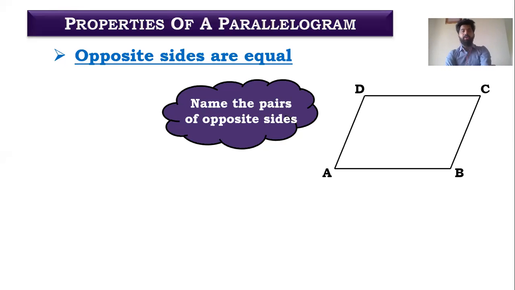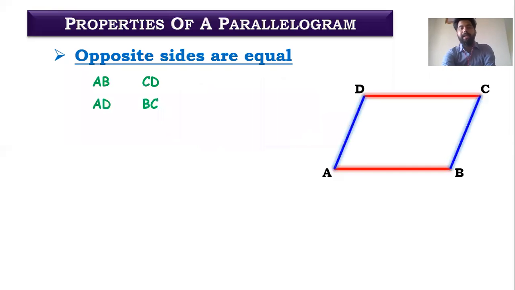One more? Okay, go ahead. AD and BC. Does everyone agree? Yes or no? AD and BC. Yes? Perfect. So he's absolutely correct. Opposite sides are AB and CD, and AD and BC.